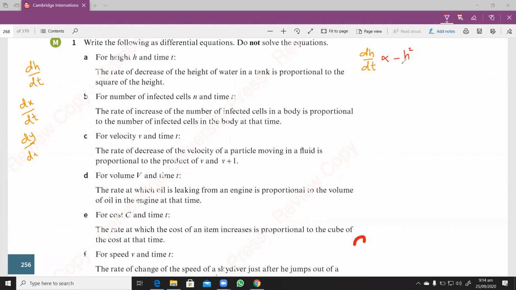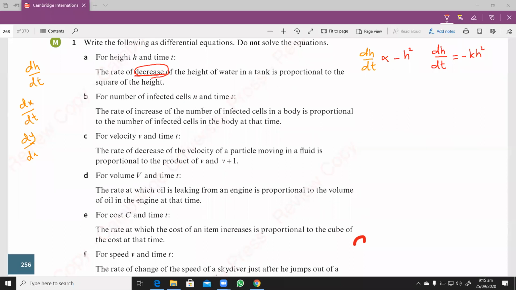Now please see, this minus is because of this decrease over here. You are saying there is a decrease, okay? So to cater for this decrease, we have to put a minus here, and then later this equation can be written as, when you put the equal mark here instead of this proportionality, that will be equal to minus kh square.